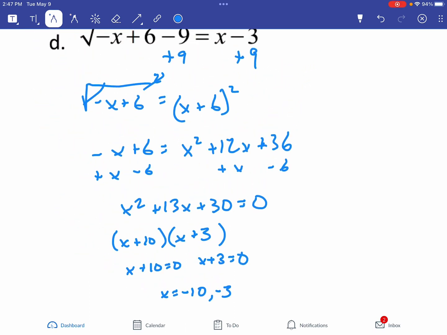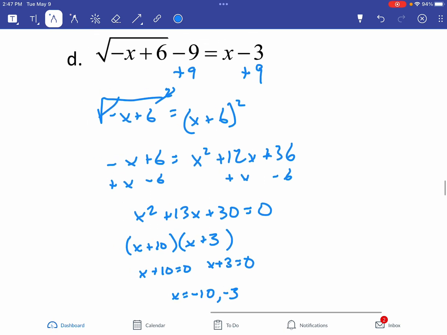I have to check these answers in my original equation. Negative 10 in for x gives me negative times a negative 10, which is positive 10. 10 plus 6 is 16. The square root of 16 is 4. And 4 minus 9 is negative 5. So I'm going to write that down so I remember it. On the other side, negative 10 minus 3 is going to be negative 13. And that is not true. Wrong. So I'm going to cross out the negative 10.